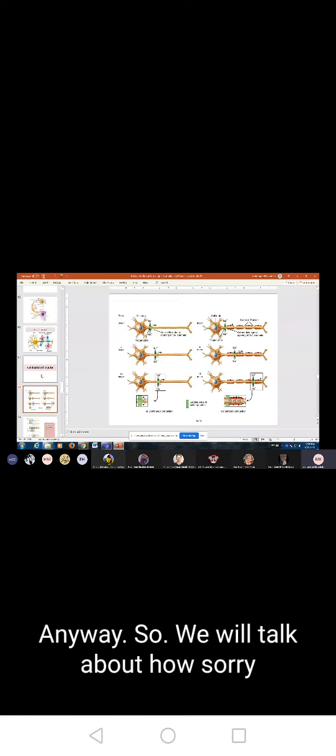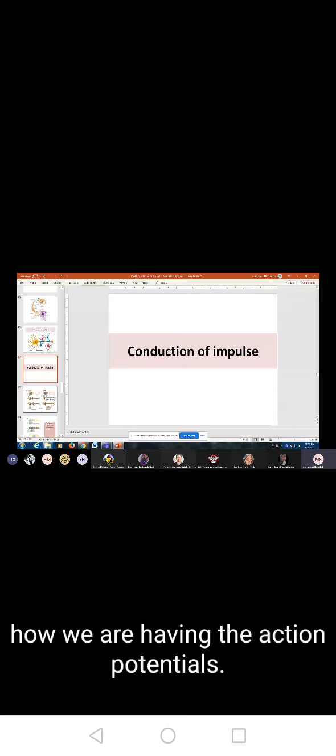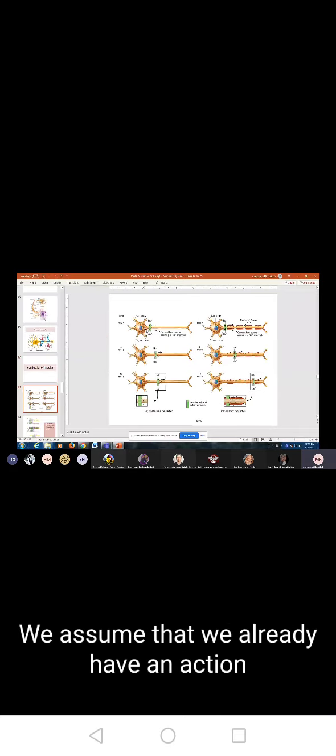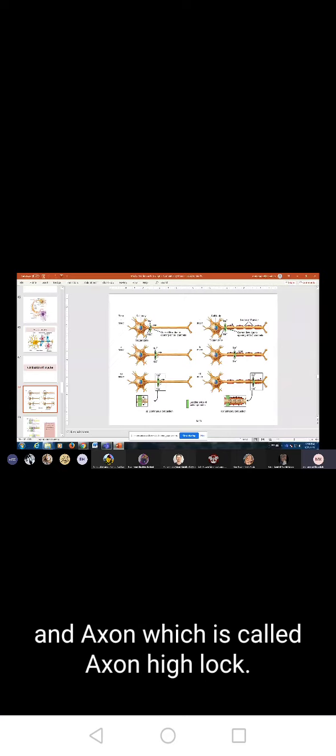Anyway, we will talk about how we are having the action potentials. We assume that we already have an action potential generated at this part of a neuron, which is between the cell body and axon, called the axon hillock.